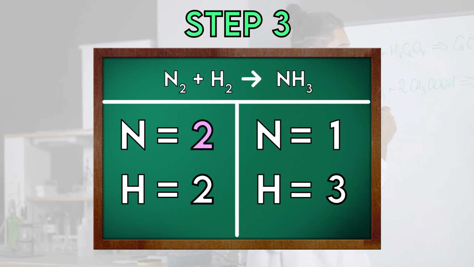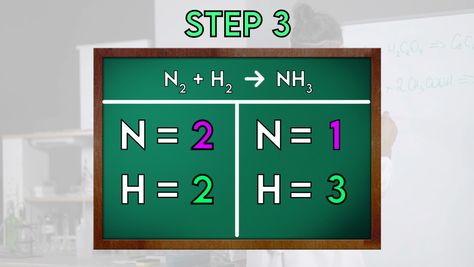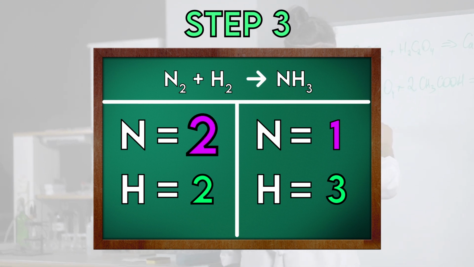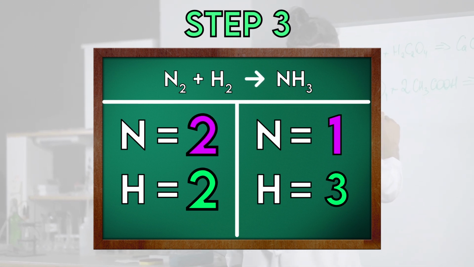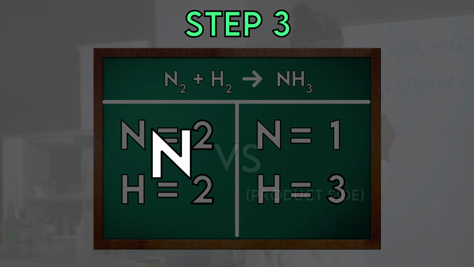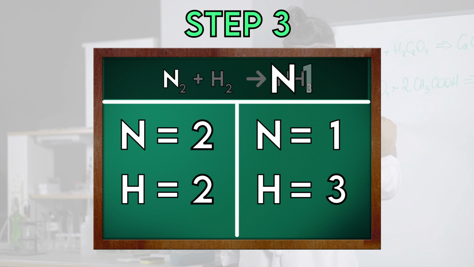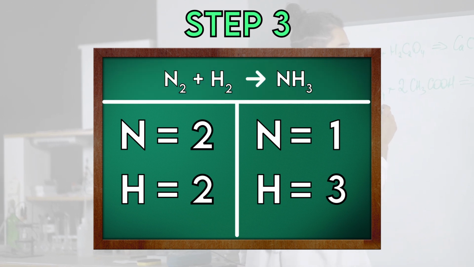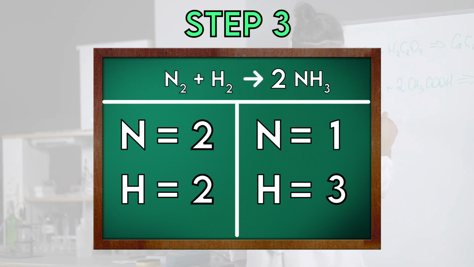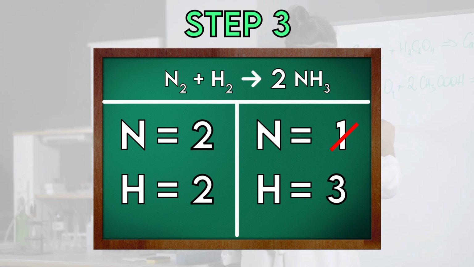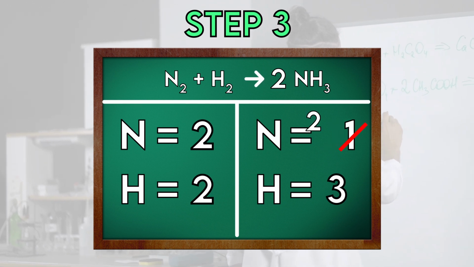Stage 3. We can now easily identify which atoms aren't balanced. It's always easiest to start with the smallest unbalanced odd number, so let's take the nitrogen on the product side versus on the reactant side. So we have 1 on the product side and 2 on the reactant side, so let's put a 2 in front of the NH3.